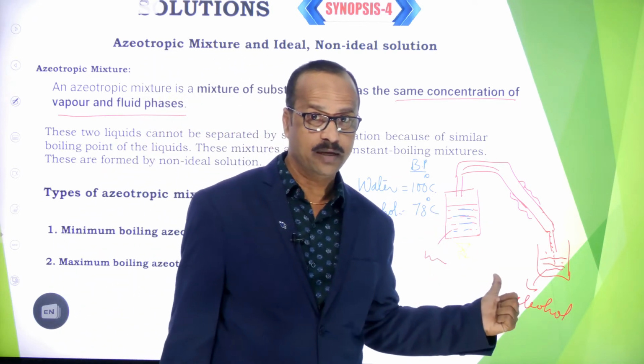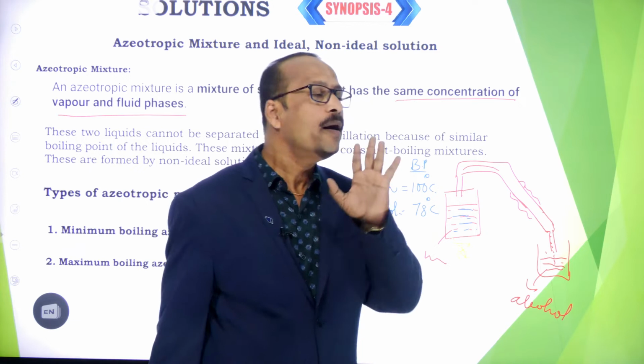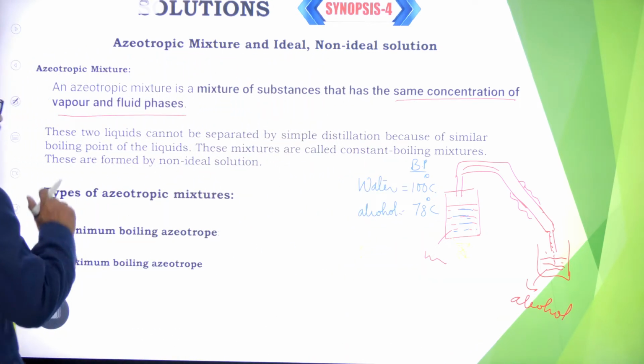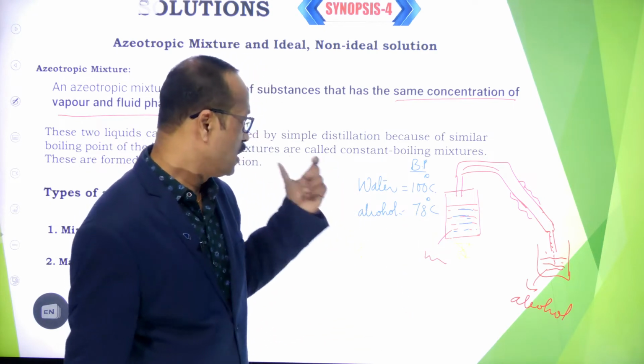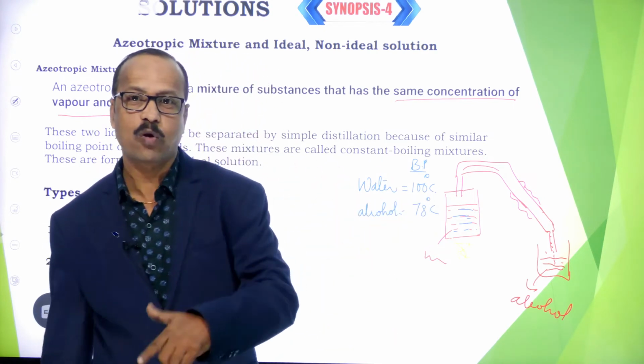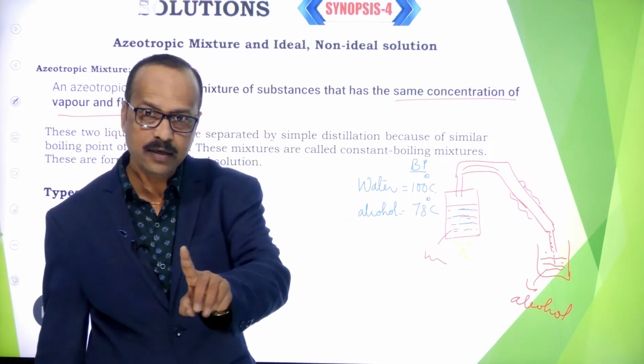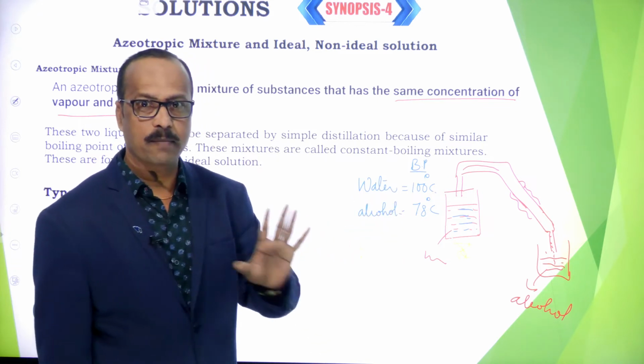So we are separating here. Okay, but here what happens? So here they have different boiling points. Water has 100 degrees Celsius and alcohol has 78 degrees Celsius. Right? So both have different boiling points.